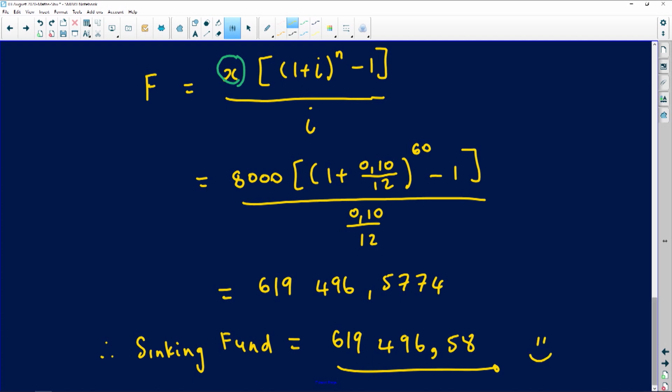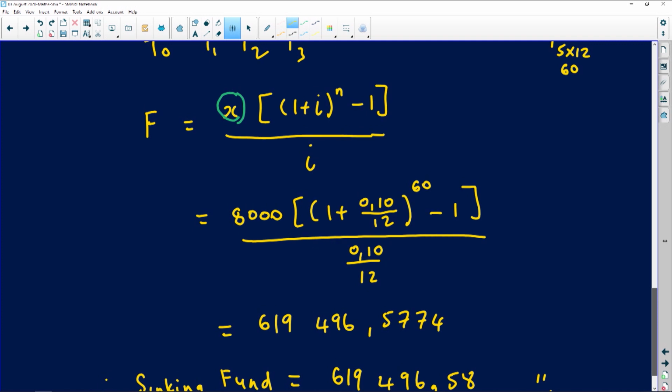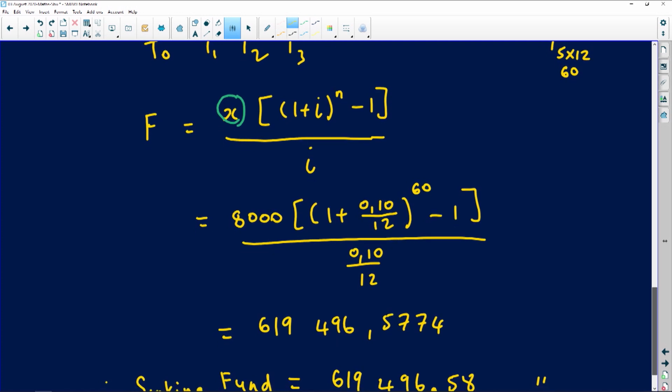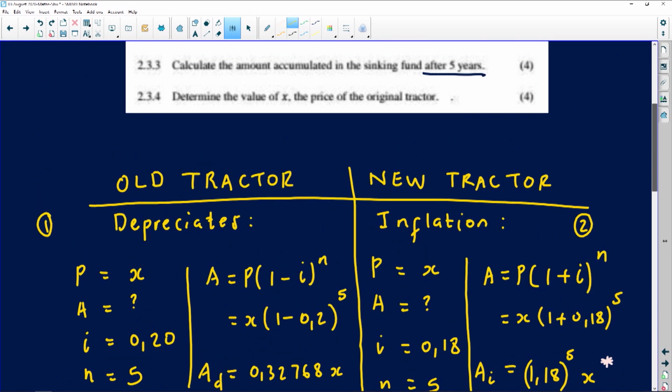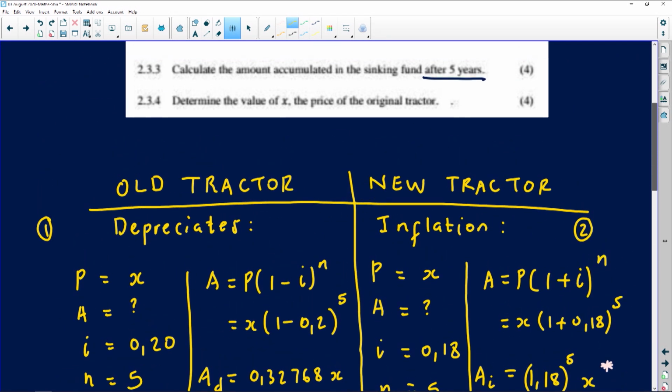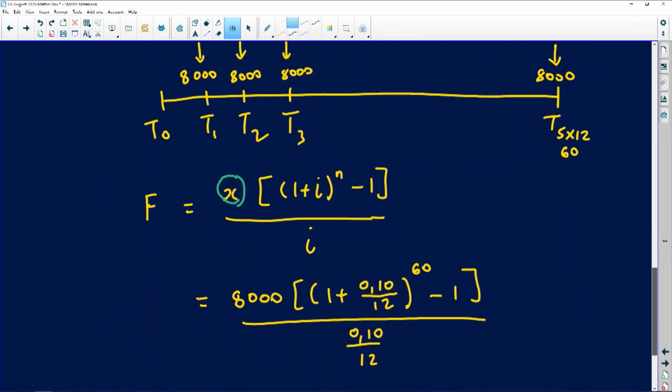So somebody who invests or deposits 8,000 into an account for 5 years every month, and they're being offered 10%, will end up with 619,000 after this entire investment. Right. Let's go to the final part of our question. They say now determine the value of X, the price of the original tractor. So now we want to find the price of the original tractor.